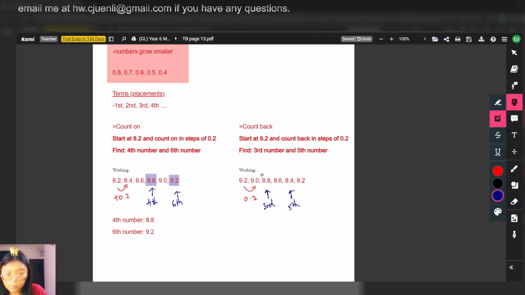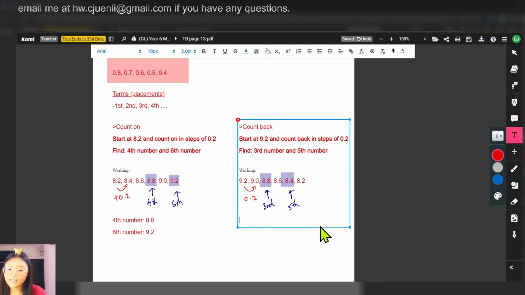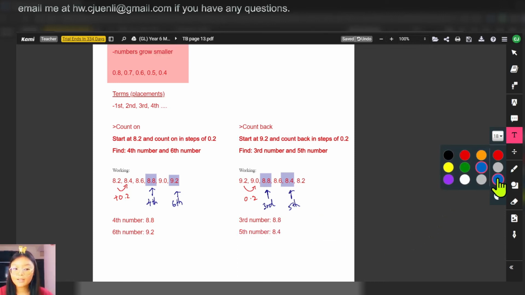It's just that when you're counting on and back, you have to make a list so that you won't get confused very easily, right? Even though, yes, maybe some of you can be like, I'm lazy, can I not do that? It's better and the safest to do that, as you can actually see the range of numbers that you're writing as well, right? So let us write the third number as 8.8, and we have the fifth number as 8.4. So that's it. That's just it.